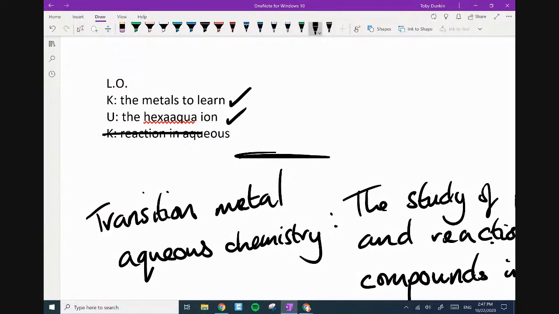Now I'm not going to do the reactions in aqueous. What we're going to do is talk about the acidity. Understand acidity.